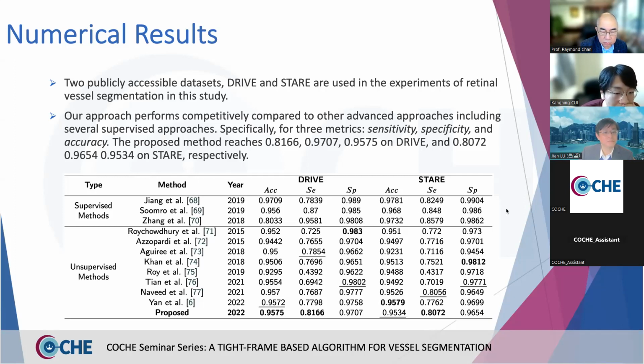The supervised methods always use a lot of training points. Our approach is unsupervised, so we don't need any training labels in the process. We compare three metrics: the sensitivity, specificity, and also the overall accuracy. We get quite good results on these two data sets, even though there's still room for improvement.